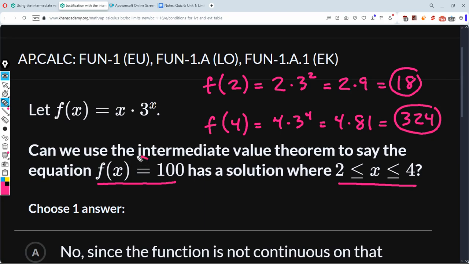So is it possible that f of x equals 100 is going to be between x equals 2 and 4? Yes, 100 is definitely in between 18 and 324. So that is entirely possible. Okay, and the function is definitely continuous because, like we said at the beginning, there's no value that x can't be, especially between 2 and 4. You can plug in any number for x in between 2 and 4, so it's definitely continuous. There's not going to be anything that's undefined. Okay, so I'm going to say it's a yes.